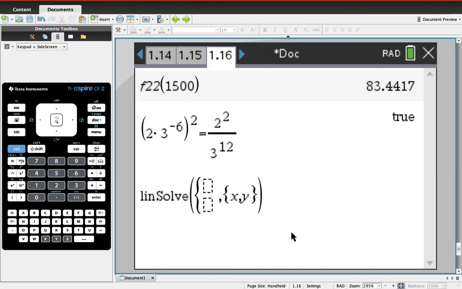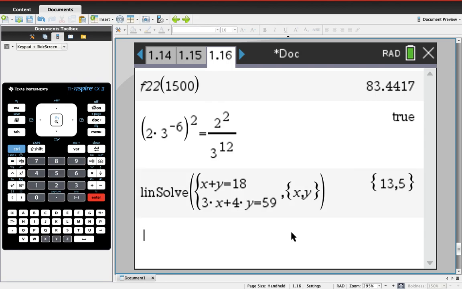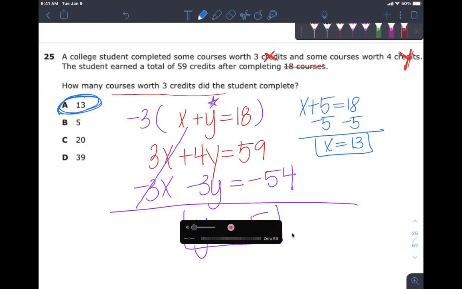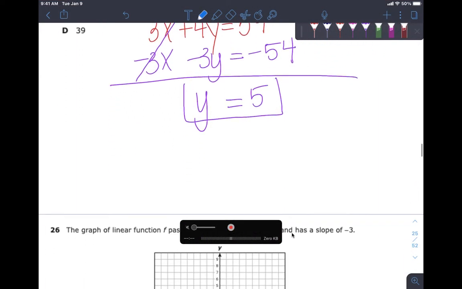I'm going to type in my equations exactly as I got them. And it's going to spit back the same exact thing that I got, 13, 5. 13 3-credits, 5 4-credits. So we got this one correct. Answer choice A. Let's keep going.